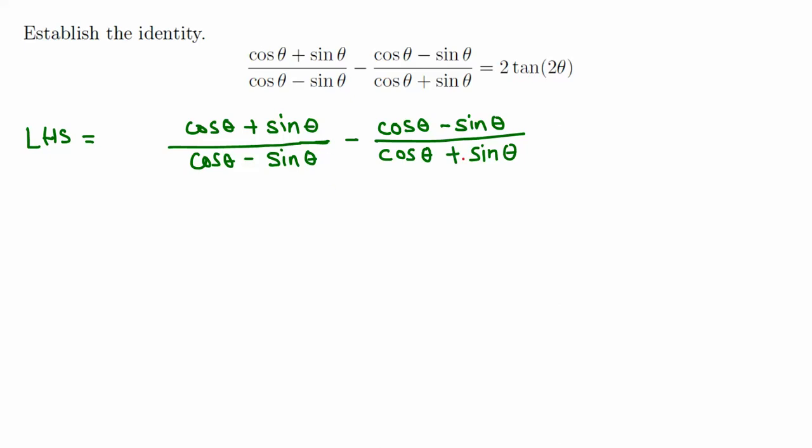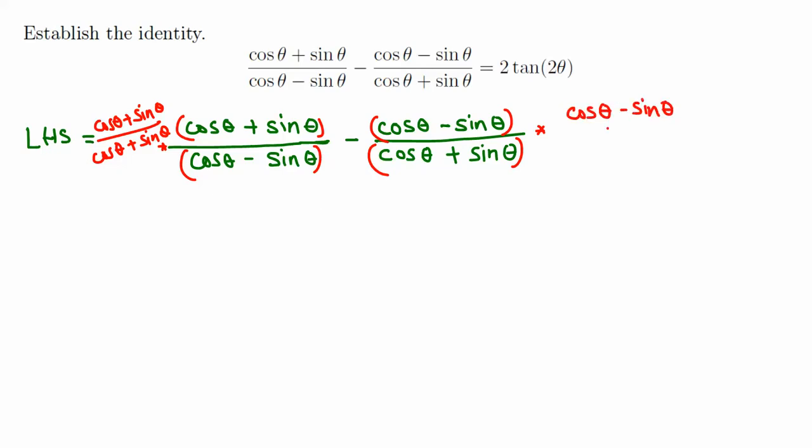So how do we combine these two fractions? We need to make a common denominator. By the way, do not cancel cosine with cosine. When there is plus or minus, the whole thing is a block. So we multiply the first fraction by the bottom of the second, that's cosine plus sine: cosine theta plus sine theta over cosine theta plus sine theta. And we multiply the second fraction by the bottom of the first, that's cosine minus sine: cosine theta minus sine theta over cosine theta minus sine theta.